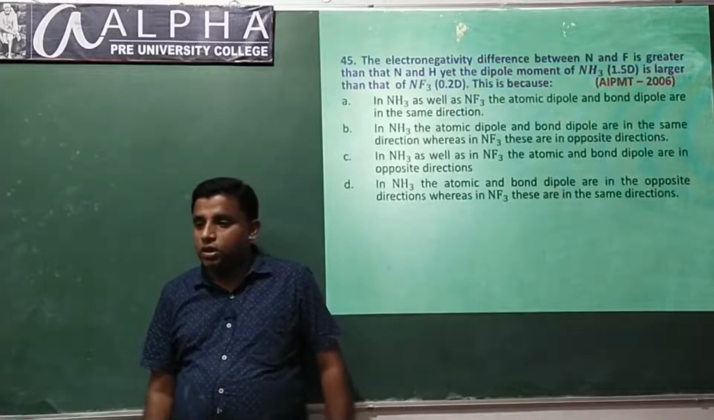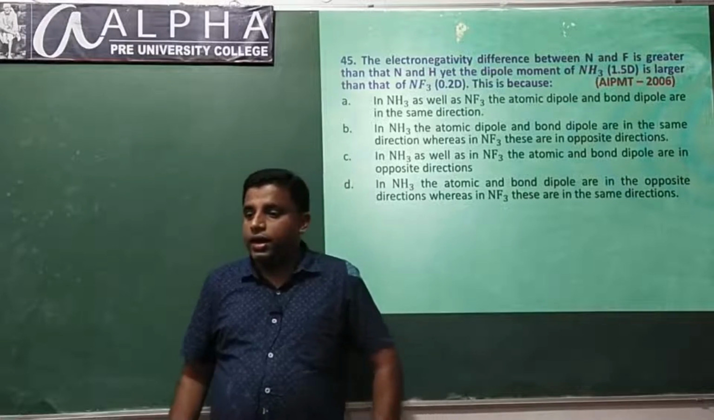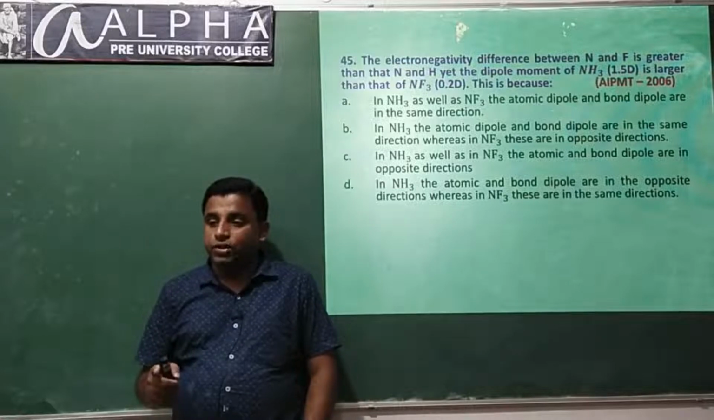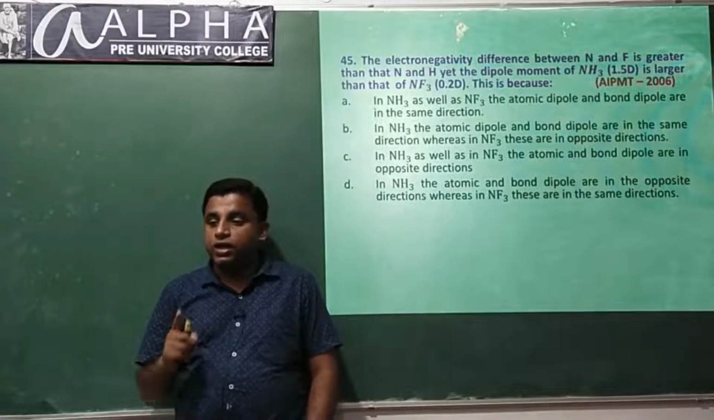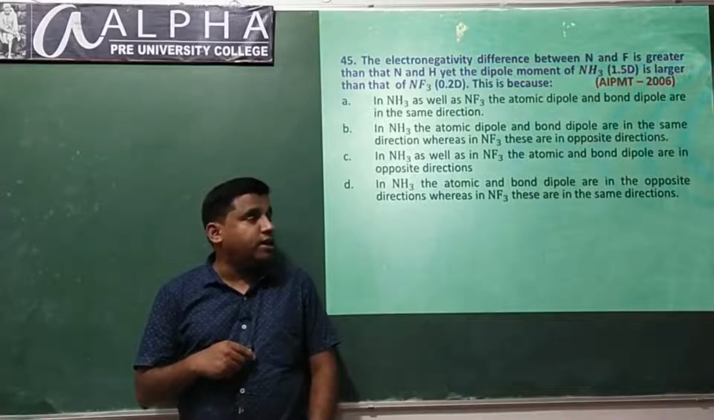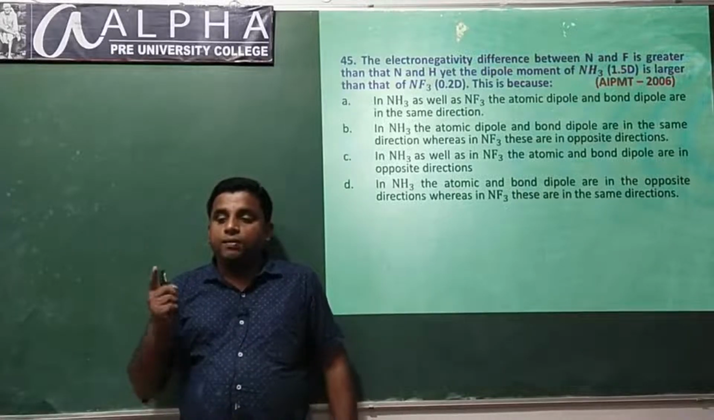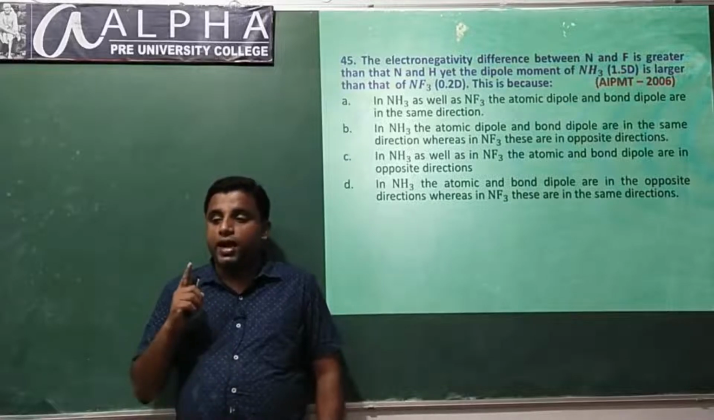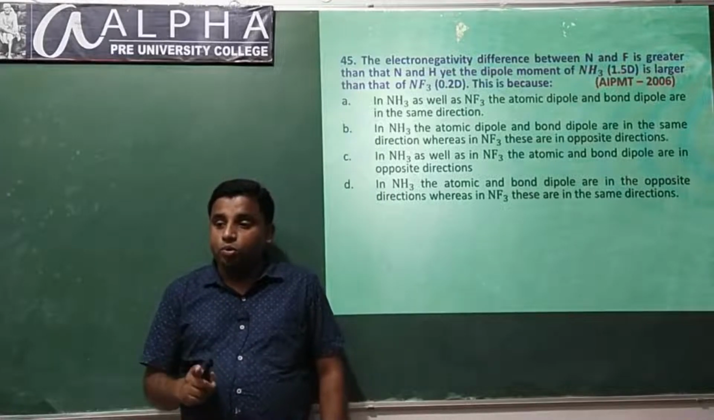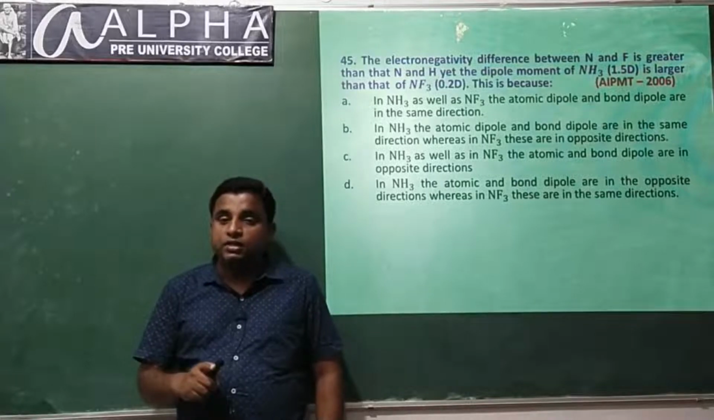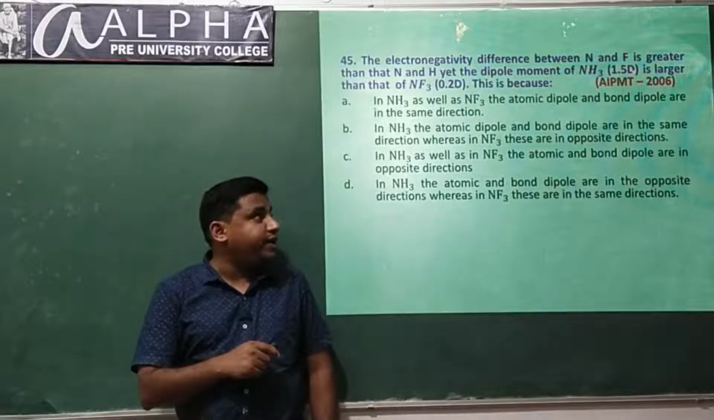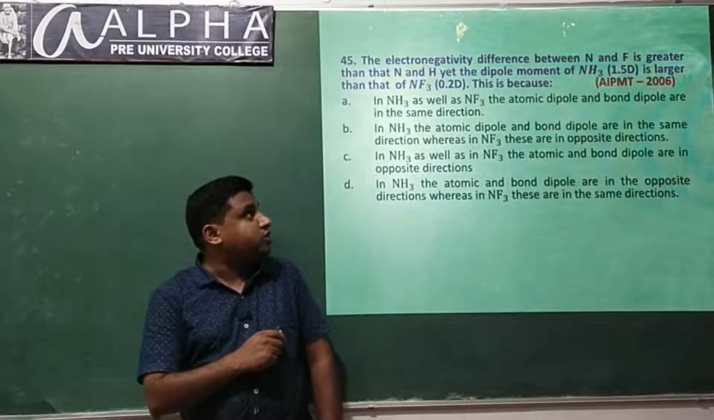Now again the question is on dipole moment. Read out the question very carefully because it has been asked in the All India Pre-Medical Test 2006. The electronegativity difference between nitrogen and fluorine is greater than that of nitrogen and hydrogen, yet the dipole moment of ammonia is larger than the dipole moment of nitrogen trifluoride. What is the dipole moment of ammonia? It is 1.5 D, and the dipole moment of nitrogen trifluoride is 0.2 D.